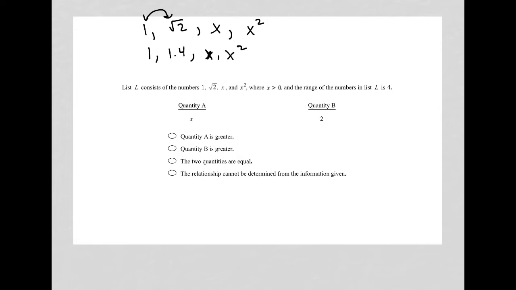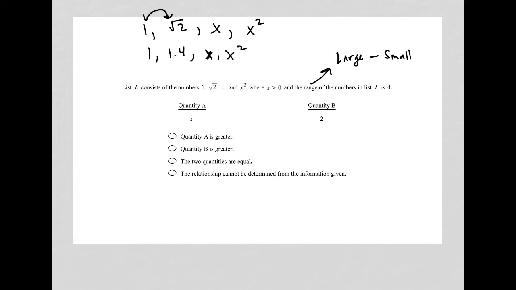Then the second part of this question says the range of the numbers in list L is 4. Well, what does range mean? Range means the difference between the largest number and the smallest number. So largest number minus the smallest number has to be 4.